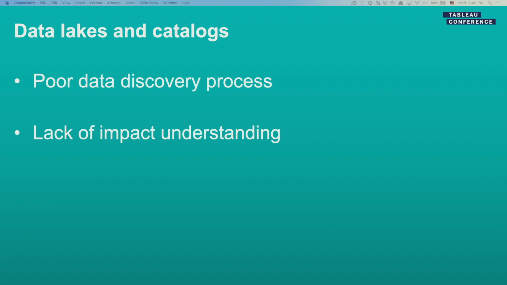Lack of impact understanding. So let's say you have your data project, and then you want to make some changes, like migration projects, or just change the definitions of some of the business attributes, drop a column. How can you understand what's going to break? Well, it's really hard, and you'll just have your fingers crossed going into your migration project.